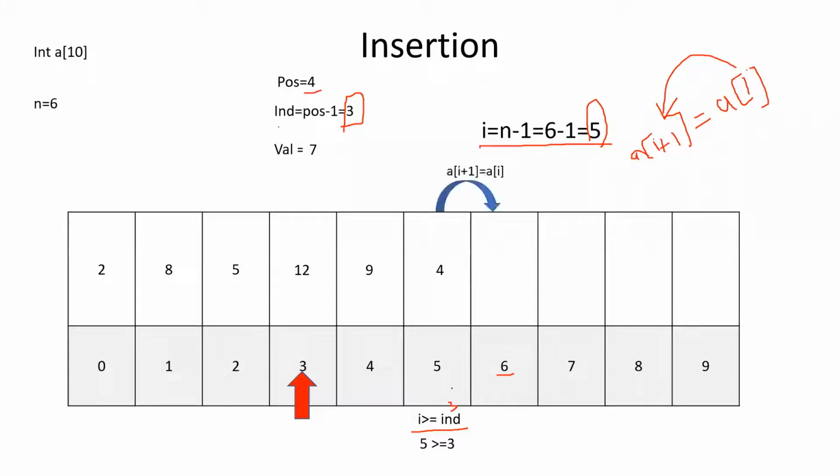So ultimately what will happen? We will be copying the value 4 to the next position. But there will be a duplicate value. We are just copying the value to the next index position. That means we are shifting one location. We want to make place over here to insert 7, right? So we are just shifting one position.